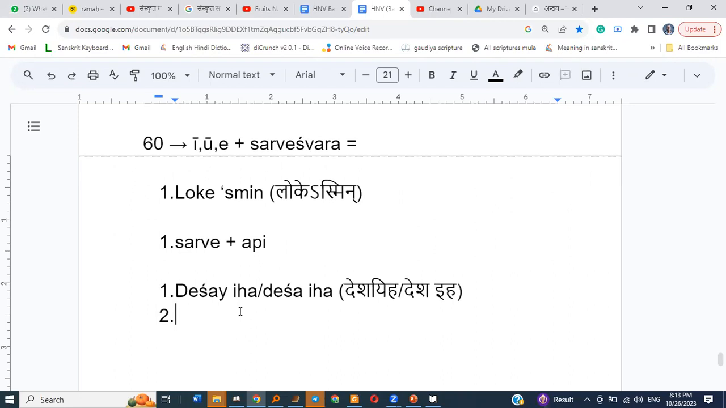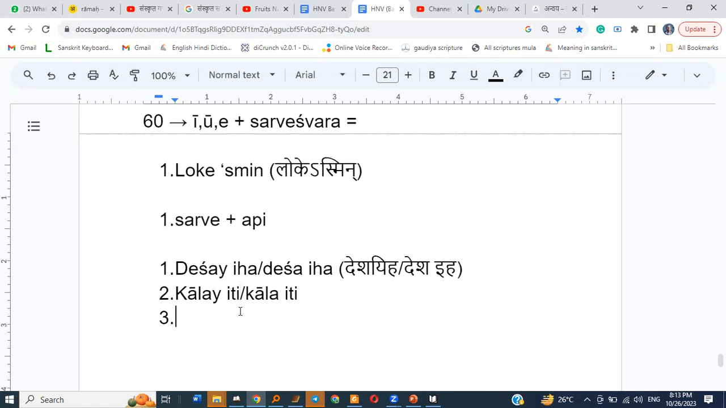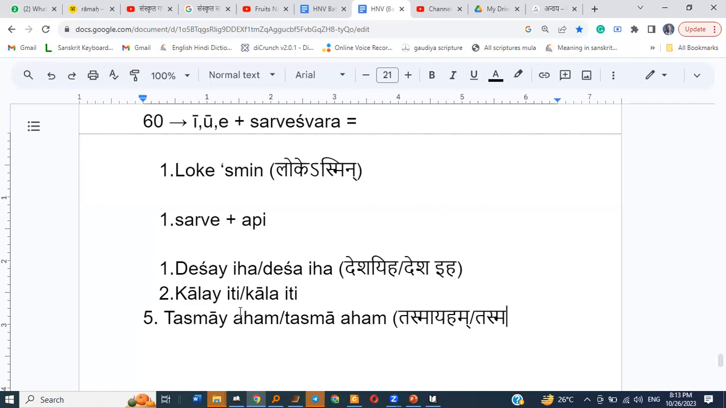Similarly, the second one, Kale Iti, so Kala Iti or Kala Iti, and so on. Third and fourth, the same. Fifth one, Tasmai Aham, so Tasma Aham, or Ya gets deleted, so Tasma Aham. In Devanagari, Tasma Yaham, like this, or Tasma Aham.